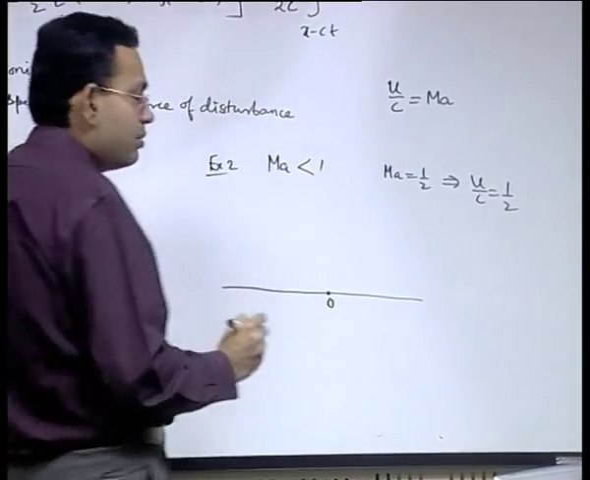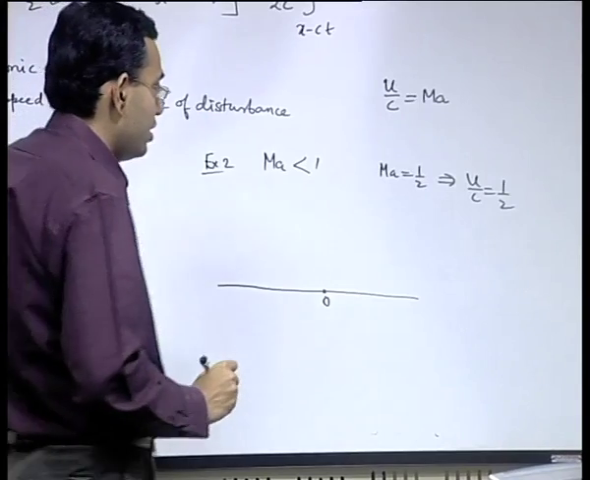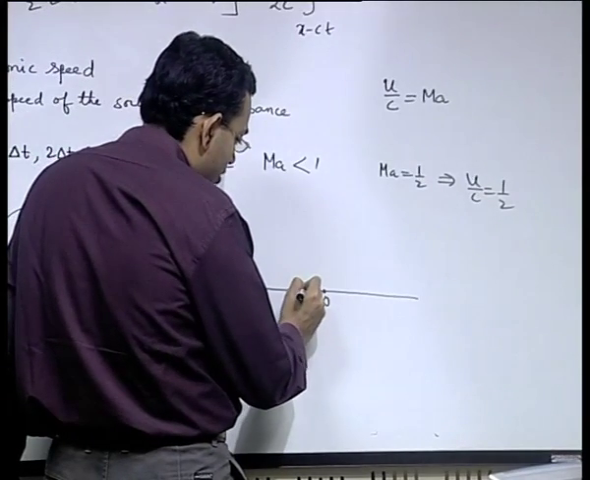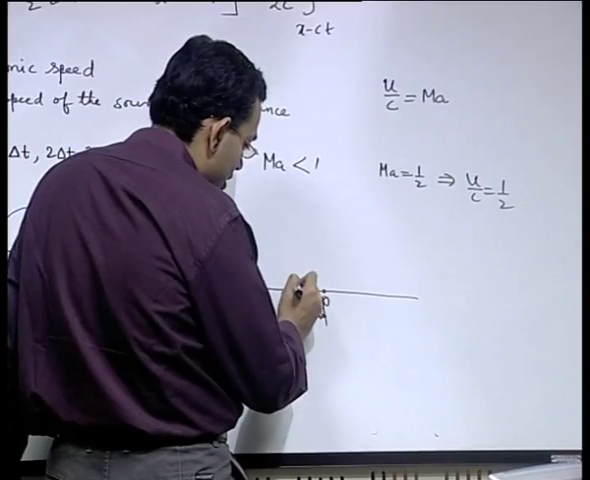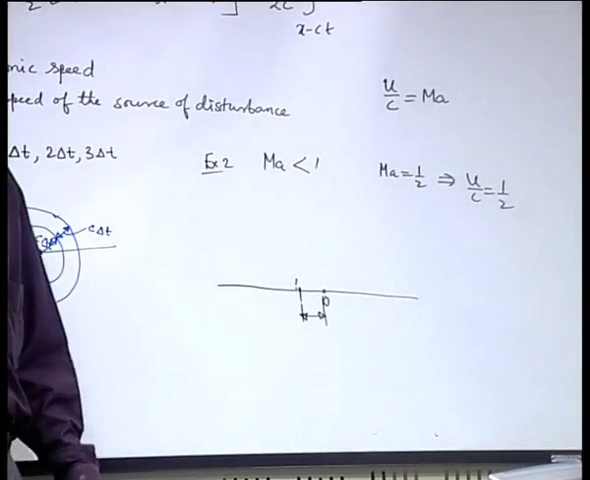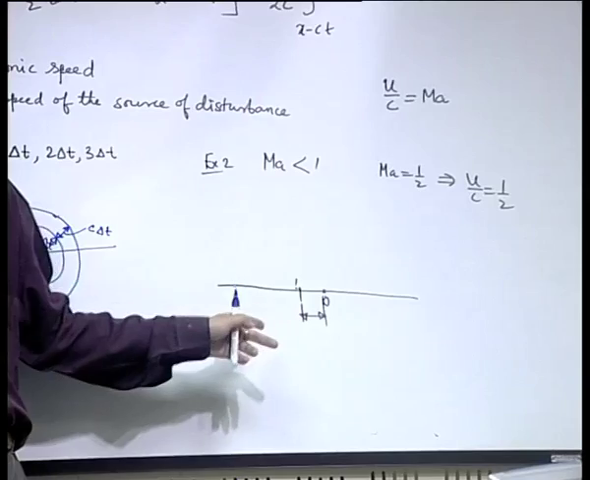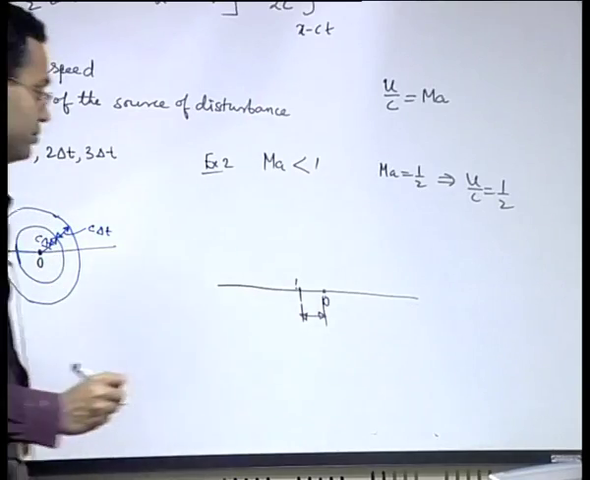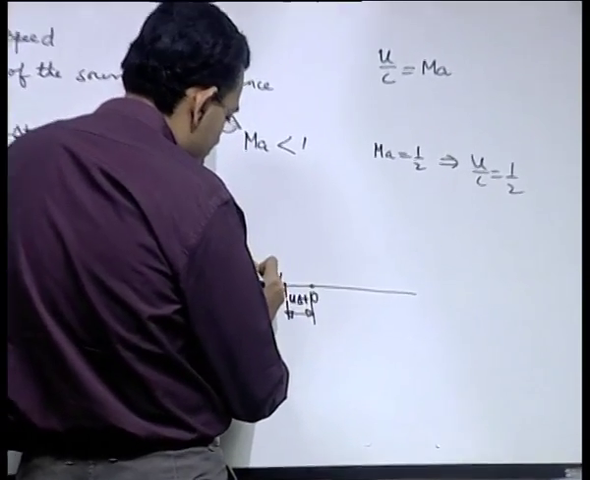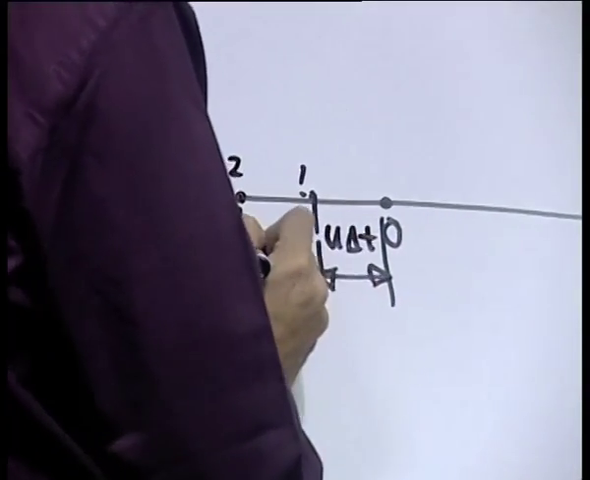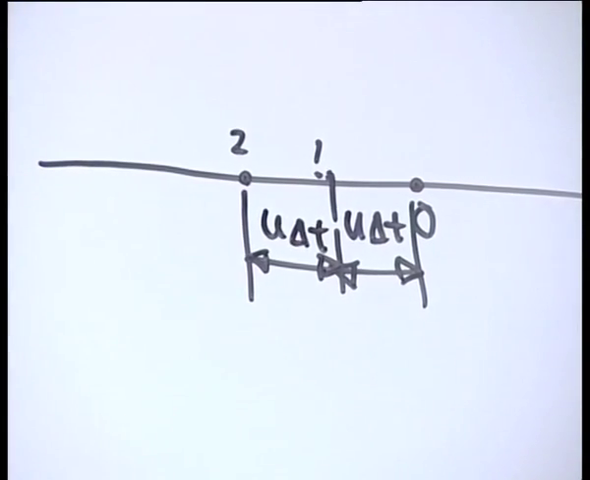Let us say that at time t equal to 0, the source is at 0, then at a time t equal to delta t, the source will come at a point 1 which is located at a distance of u into delta t from 0, because source is moving itself at a speed of u. Similarly, in the next instant of time it moves by another distance of u delta t and so on.